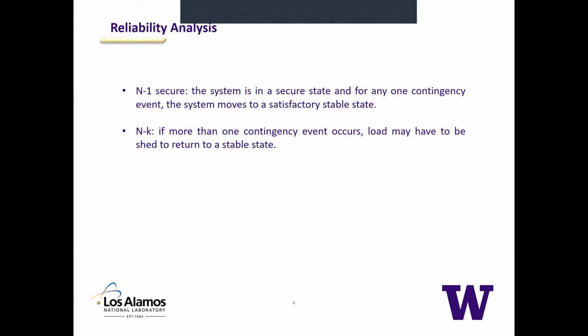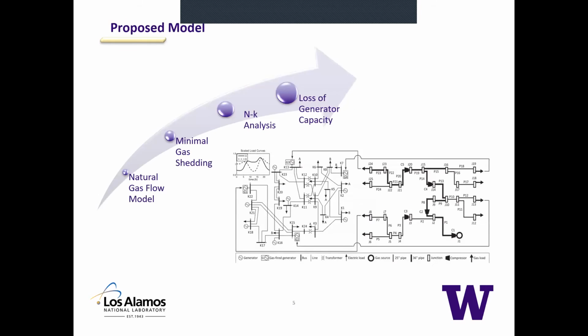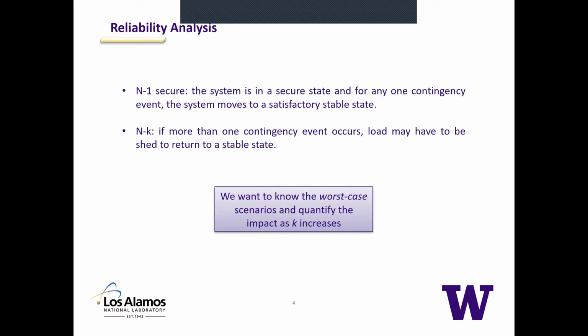And so in this research, we wanted to focus on its impact on the reliability side of things. As we know, most systems are N-1 secure and can be operated in a stable state, even if there is one contingency or one damaged component. As we move from 1 to K or more interdictions, we incur load shedding in order to return to a stable state. And so what we wanted to find is that impact, quantify it as K increases, and what are the worst case scenarios that we can run into.